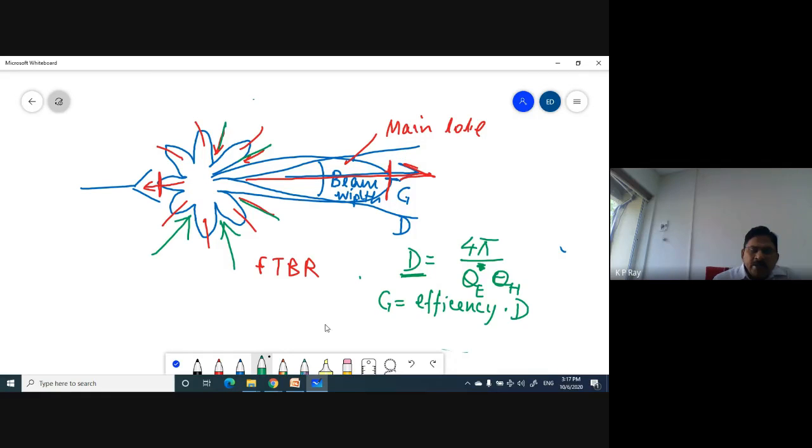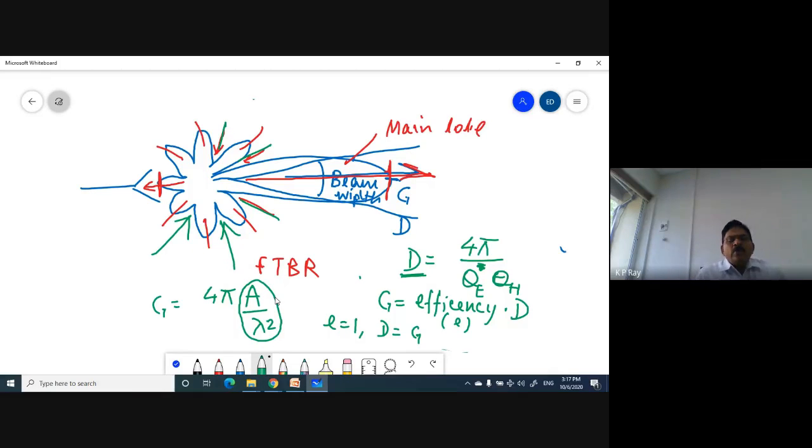And when the efficiency E is 1, then directivity will be equal to the gain of the antenna. And in that case, the gain of the antenna is directly related to the area of the antenna divided by lambda square. So we took A by lambda square as the electrical area. That's why a smaller antenna will have lower gain, and for a larger antenna like a parabolic dish antenna or even an array antenna, the electrical area will be large, so your gain and directivity will also be large. So these are some of the basic definitions of antenna.